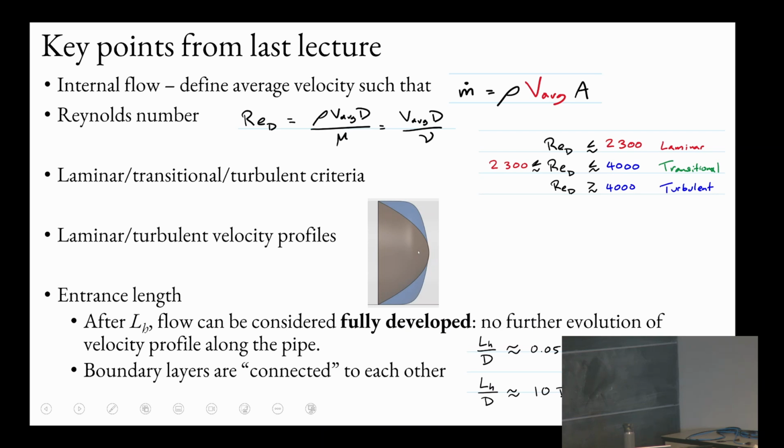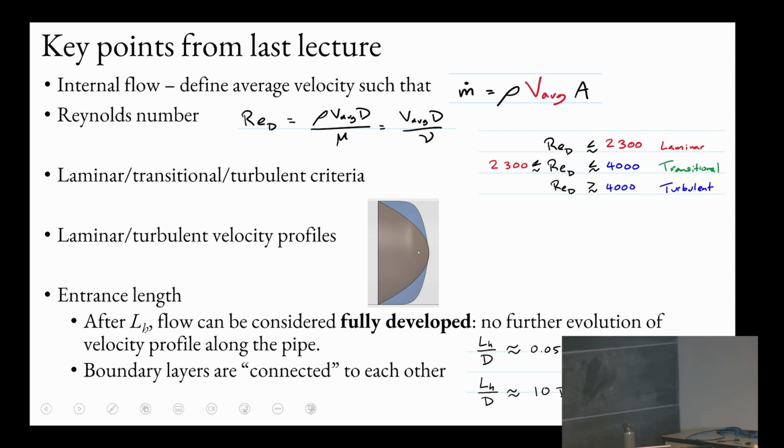We define the internal flow Reynolds number based on that average velocity. So it's given there. It's rho v d over mu, or v d over nu. And based on that Reynolds number definition, we can determine whether the flow is going to be laminar, transitional, or turbulent.